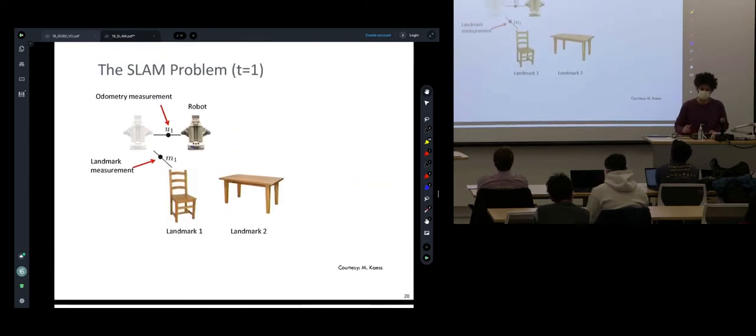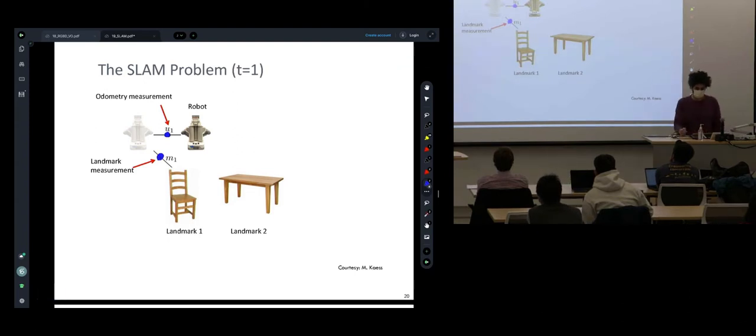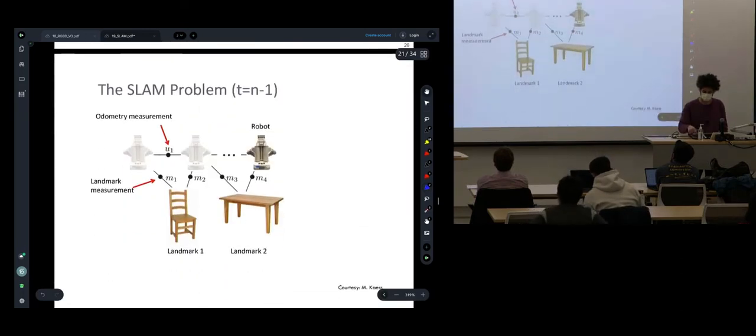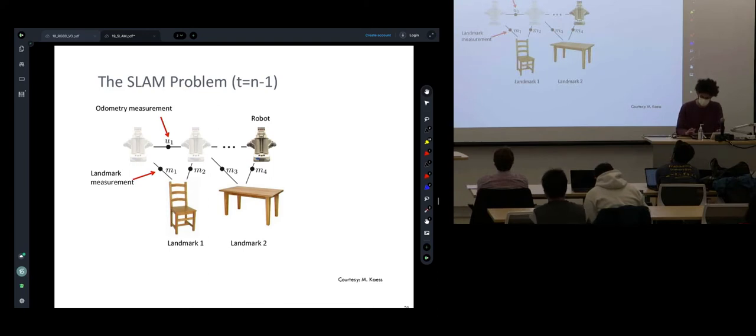Now the robot moves, and the odometry will give you another type of measurement. We're going to visualize it again using a model. There's another landmark. The robot moves again. Now you see the same landmark again and again as you move forward in the environment. Now at this point, this is a graph, but it's a particular type of graph.